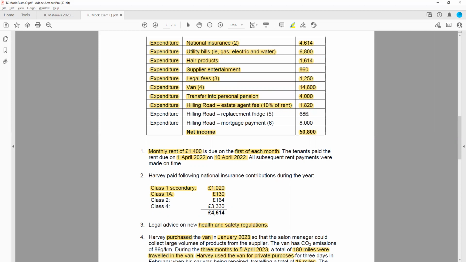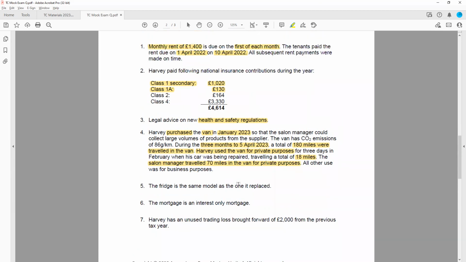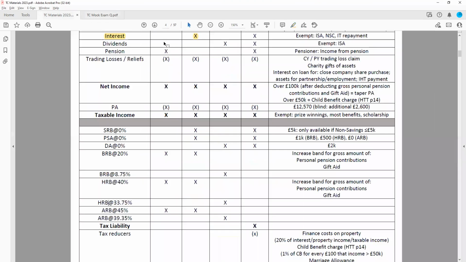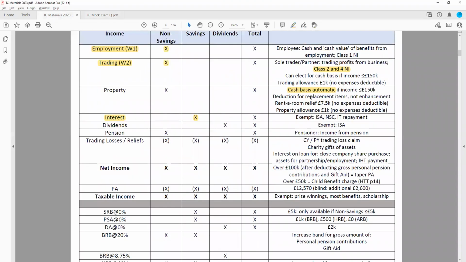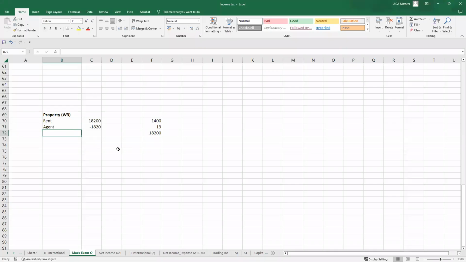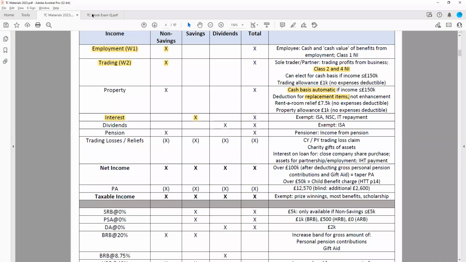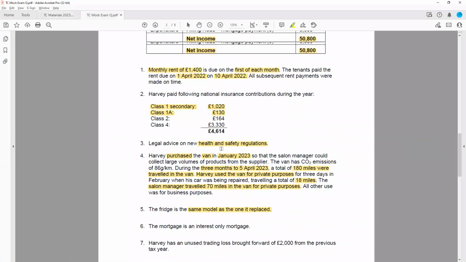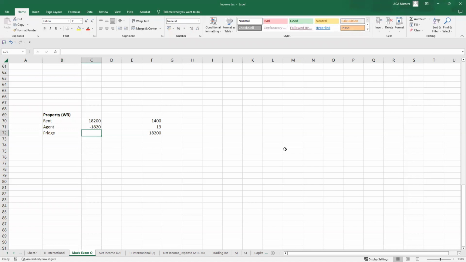So then we've got the replacement fridge. So we've got a note here. It's the same as the one it replaced, so it isn't an enhancement. If you do have an enhancement, then all you can deduct is the amount for an equivalent replacement item. So maybe the old fridge broke down, or they just needed a new fridge, but they've got the same model as the old one, and therefore it clearly is just a replacement. So that can be deducted.